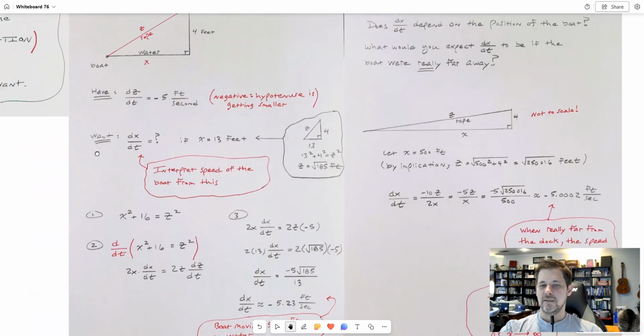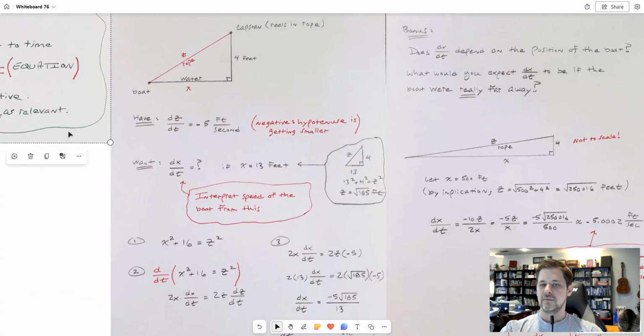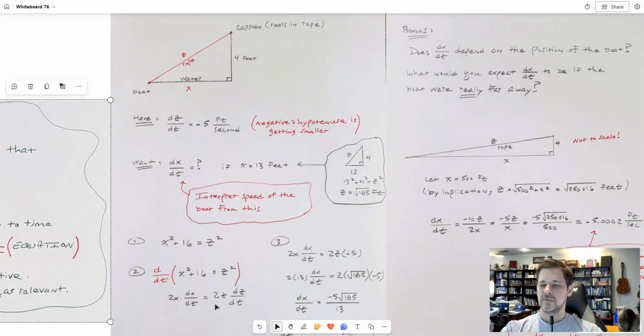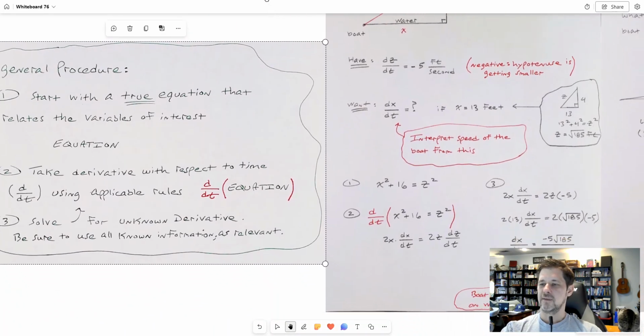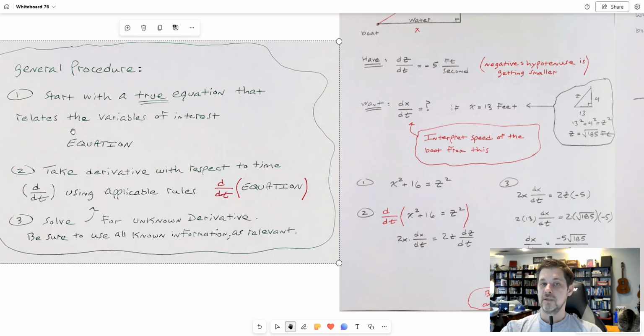So let's go over the procedure real quick. I try to be consistent when I do this, using the same procedure every time, even though you could vary what I do a little bit and it's fine. I'm still going to try to do things consistently. So we need to start with a true equation that relates the variables that we're working with.